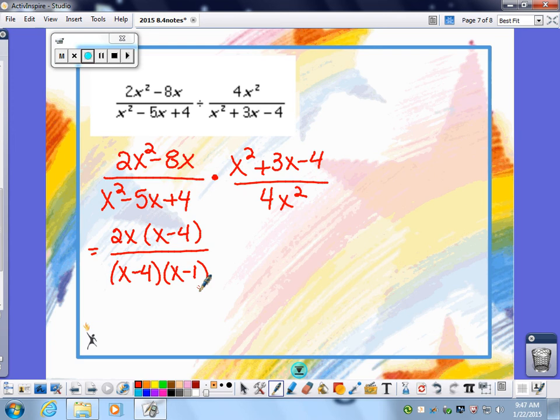Alright, numerator, let's factor that. So what multiplies to give you negative 4 but adds to give you 3. So take a moment, factor that. So x plus 4, x minus 1. And my denominator, there's nothing I can do to that.